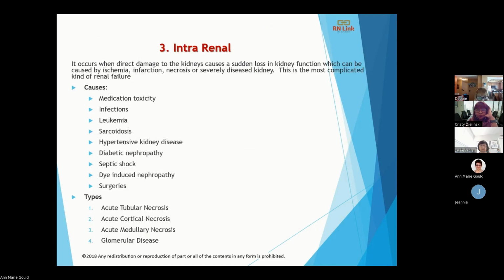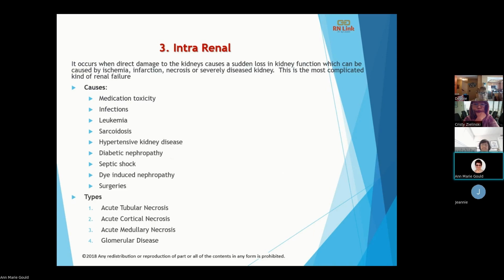And then your intrarenal, this is where there's direct damage to the kidney and a sudden loss of kidney function, and it's usually related to ischemia, infarction, necrosis, or a severely diseased kidney. This is the most complicated kind of renal failure because once you have intrarenal failure, unfortunately your kidney never recovers from it. Causes could be medication toxicities, infections, leukemia, sarcoidosis, hypertensive kidney disease, diabetic nephropathy, or dye-induced nephropathy, that's your contrast-induced. Septic shock, of course, and any surgeries.